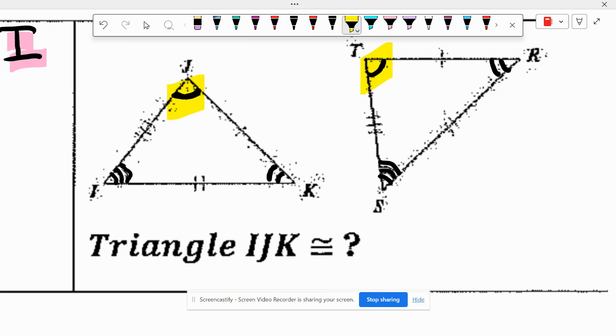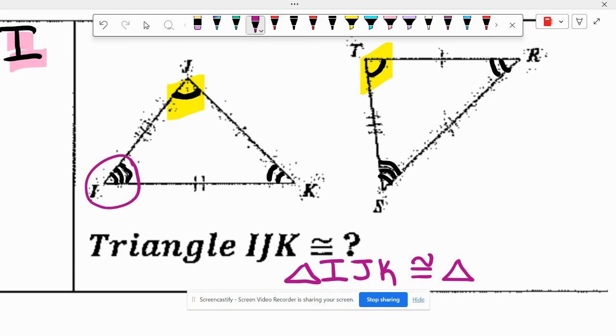So T corresponds with J, meaning that angle T is congruent to J. Does that make sense? Because they each have one congruent arc on them. Do you guys see that? So this triangle that we're looking at is triangle IJK. And it is congruent to some triangle. Well, how many congruent markings are on angle I? There are 3. So I have to find the angle from the other triangle that has 3 congruent markings. So that's angle what?